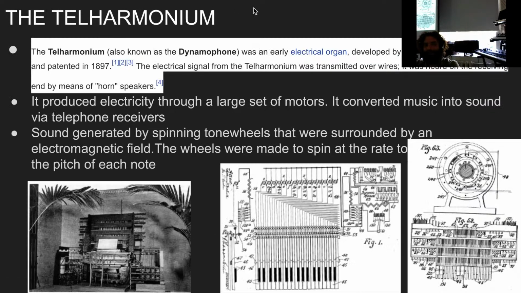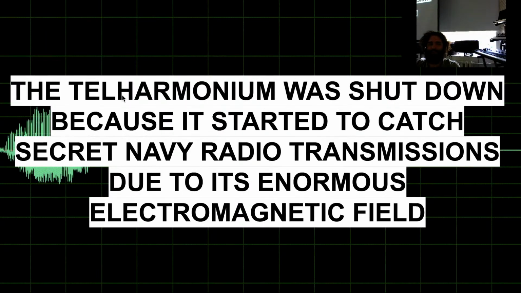So this is the Telharmonium. It was a whole house, a whole building, an electrical organ developed by Thaddeus Cahill, and it produced electricity through a large set of motors. So it had its own generators. It converted music into sound via telephone receivers, so it was using the principle of telephony too. And there were spinning tone wheels creating an electromagnetic field.